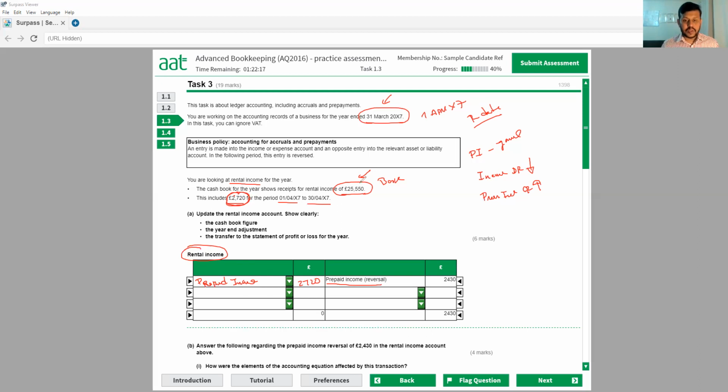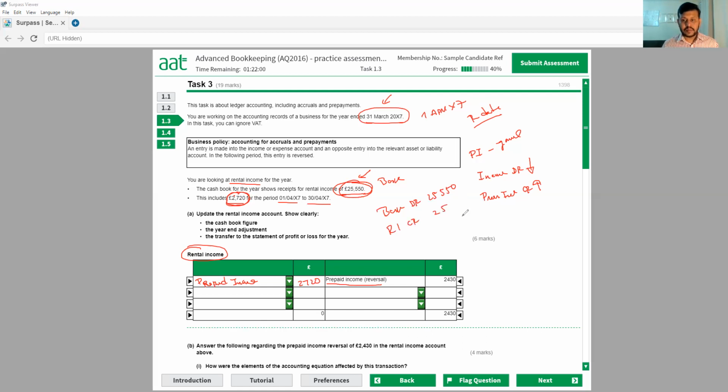And how much did we receive in the bank? 25,550. So bank is a debit, 25,550. And for what? Rental income is a credit.